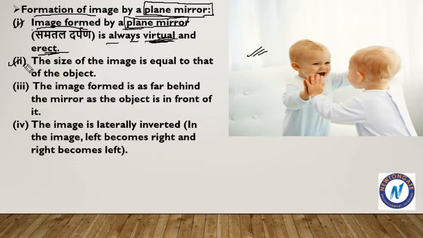Coming to the next characteristic of a plane mirror, the size of the image is always equal to that of the object. You can see here as well. The size of this baby is equal to the size of the image, right?